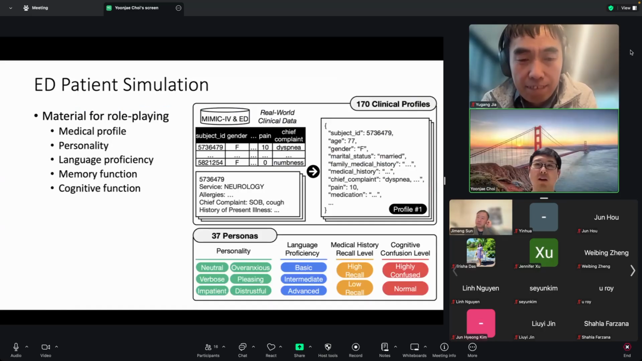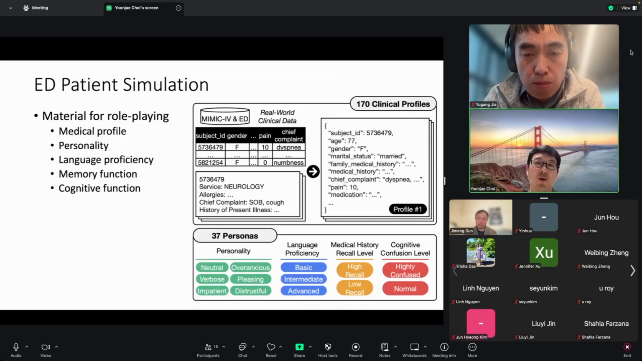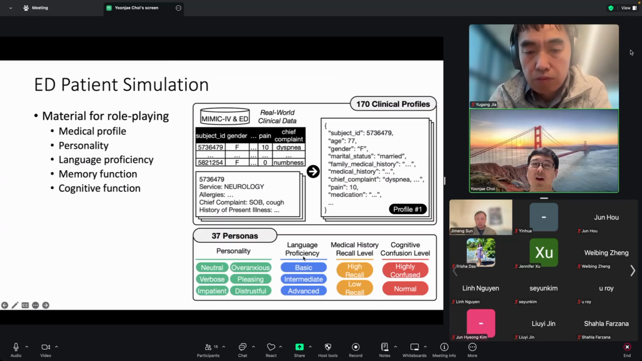We did a whole lot of evaluation. Just like you said, we wanted to see if the patient simulator was sticking to its medical profile, not going off the rails. So that was one of the evaluations. Another evaluation was a set of, does it stick to the personality? Does it stick to the language proficiency? That's another one.